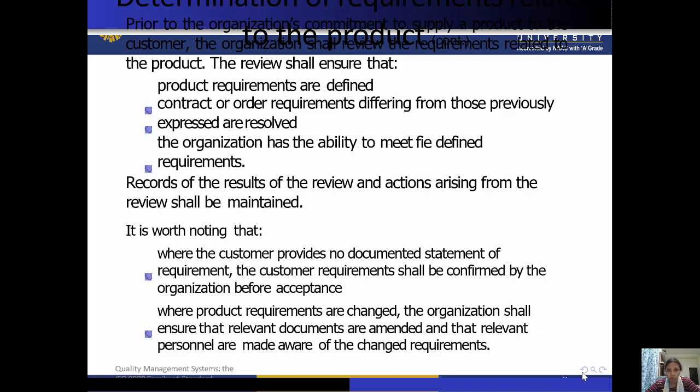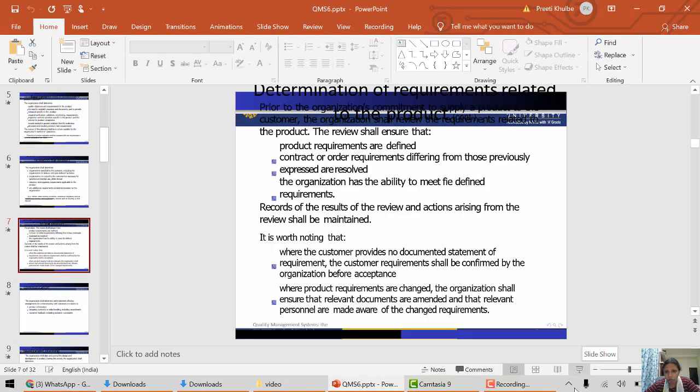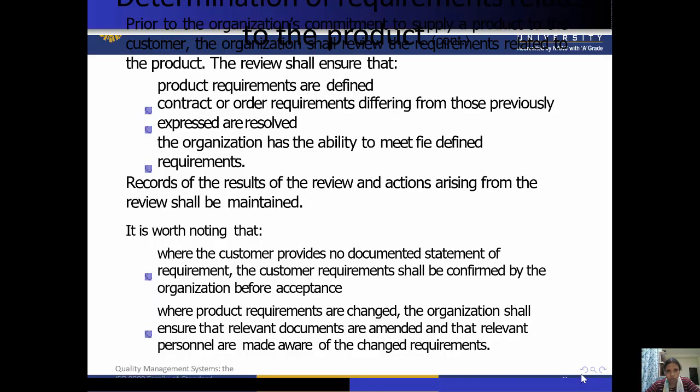Now the review of requirements related to the product. Prior to the organization's commitment to supply a product to the customer, the organization shall review the requirements related to the product. The review shall ensure that the product requirements are defined, that the contract or other requirements differing from those previously expressed are resolved, and that the organization has the ability to meet the defined requirements.